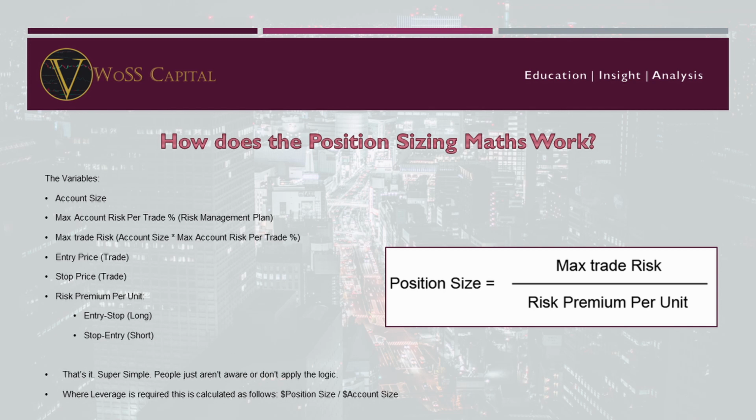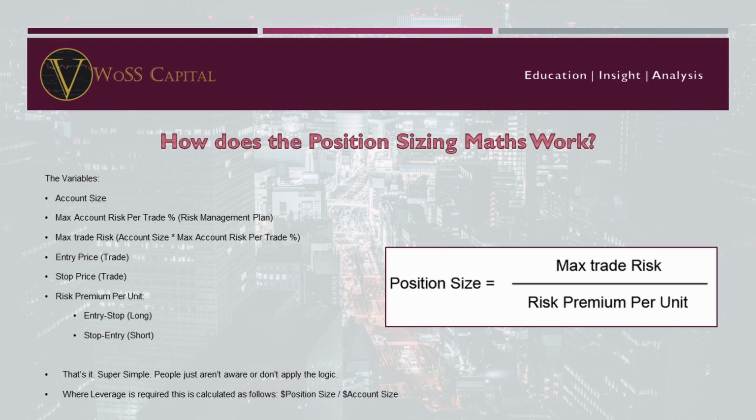and then from that you can calculate the risk premium per unit. So in a long trade, the risk premium per unit is your entry minus your stop, and in a short trade it's your stop minus your entry. So that essentially just tells you what your dollar or pounds or whatever your currency risk is per unit that you buy on that position.